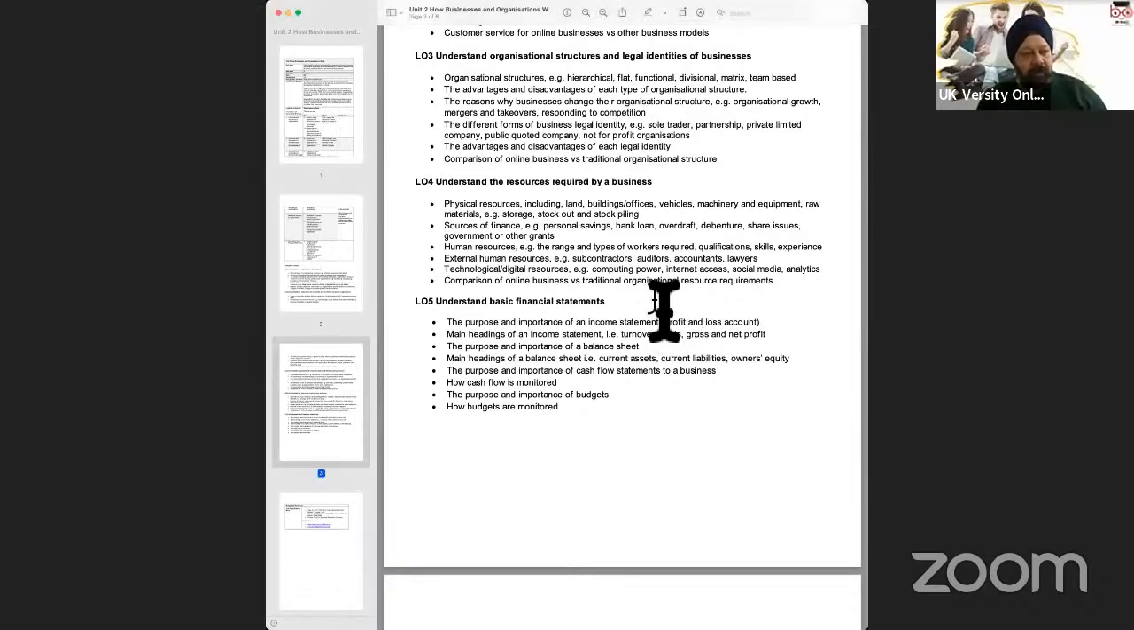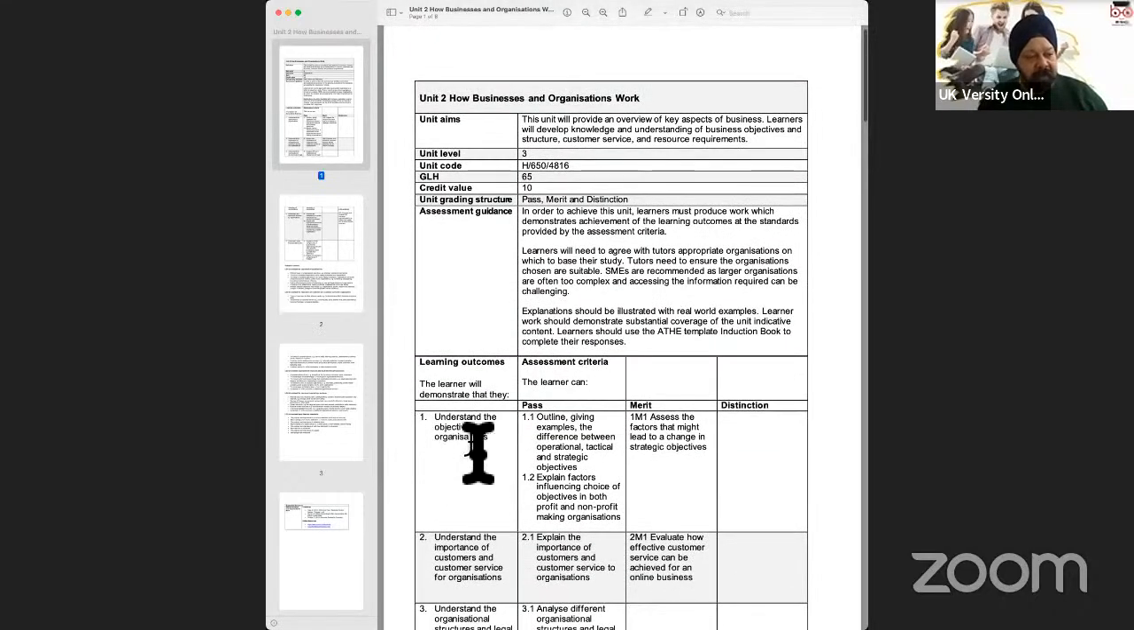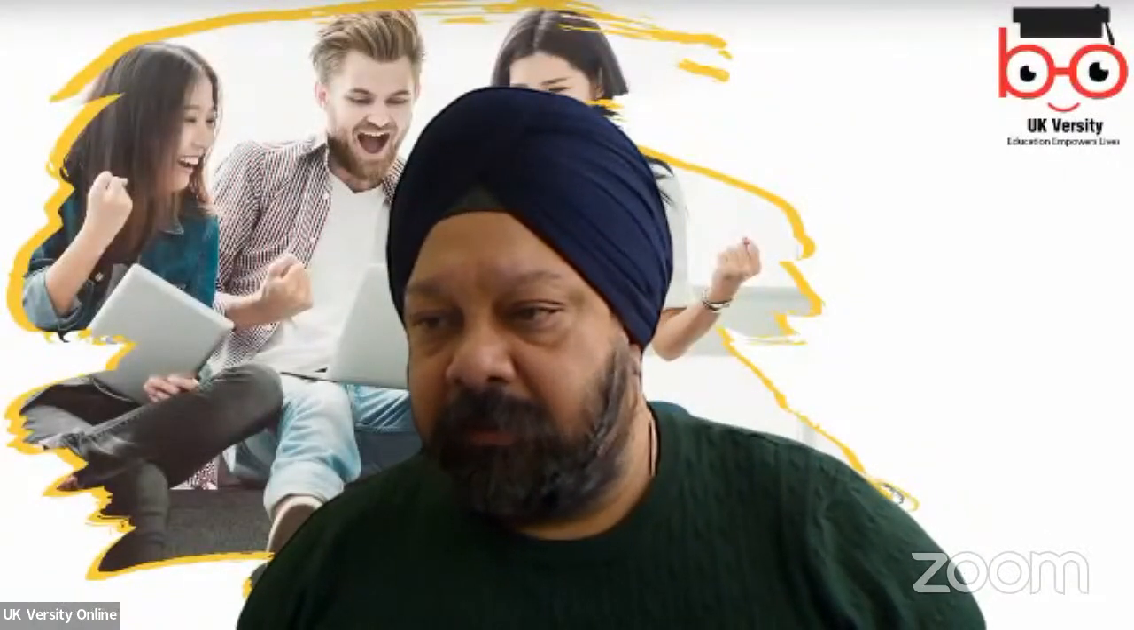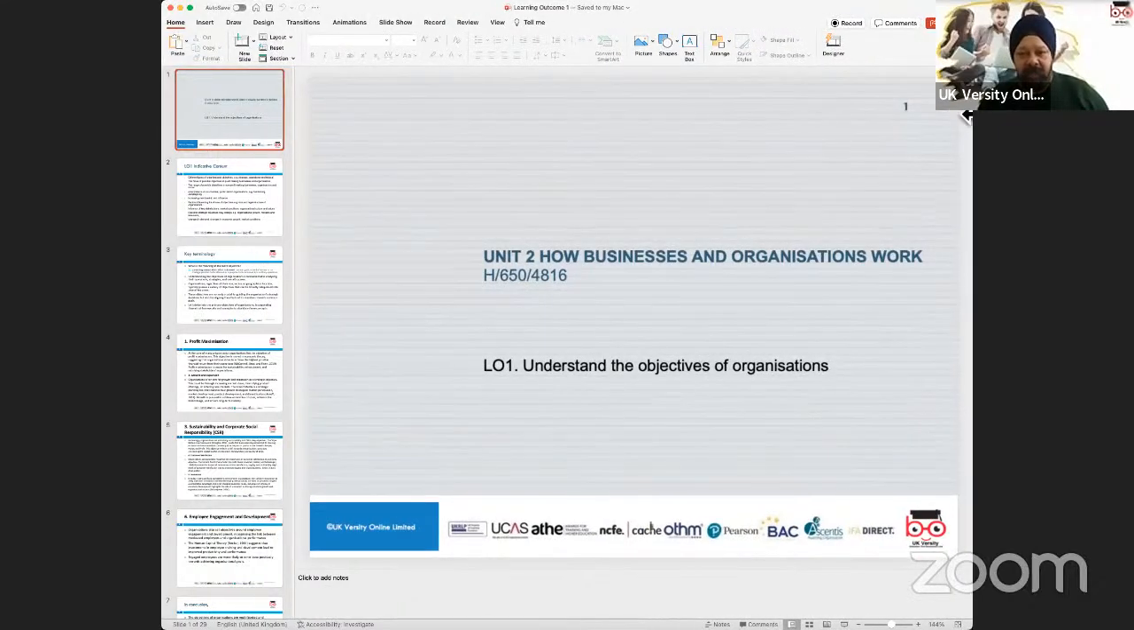So let's go into now the first learning outcome, which basically focuses on understanding the objectives of the organization. Let me share a PowerPoint slide, which is for learning outcome 1, and this is available on Moodle as well. This particular PowerPoint slide will allow us to cover the indicative content of this particular unit.